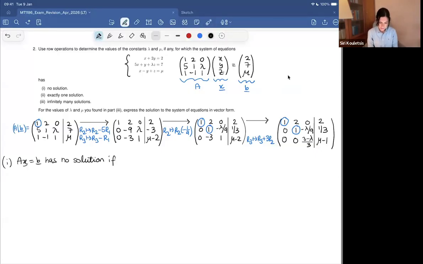And when does that happen? Well, we could write this down in equation form here, like this. So if 3 minus lambda over 3 equals 0 and mu minus 1 is not equal to 0, which is the same as saying that if lambda equals 3 and mu isn't equal to 1, then the system has no solution.